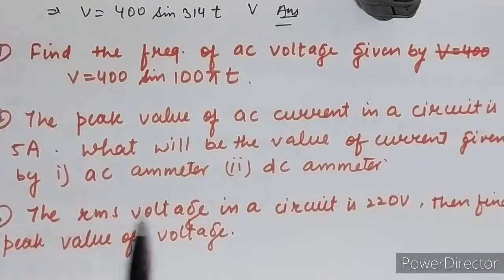Next, the RMS voltage in a circuit is 220 volt. You have to find the peak value. The peak value is root 2 times the RMS value. Clear? Always. So I have given all the hints for these 3 homework questions. They are 2 to 3 step questions.